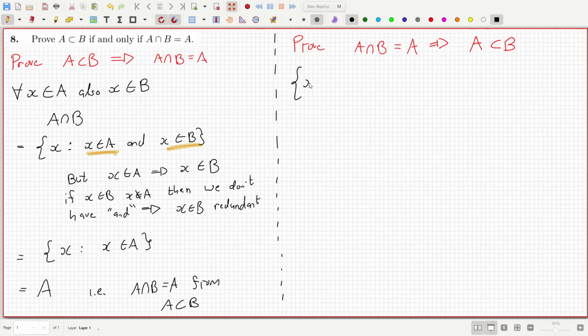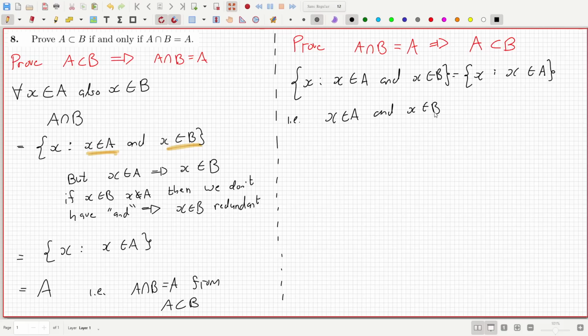But what you're saying is that X is in A and X is in B. That's the same set as X, where X is in A. So that means X in A and X in B is equivalent to X being just in A. So logically, therefore, X in B must follow from X being in A.